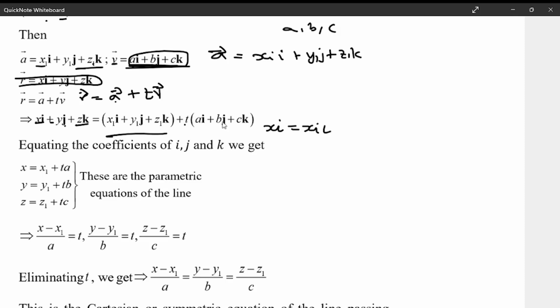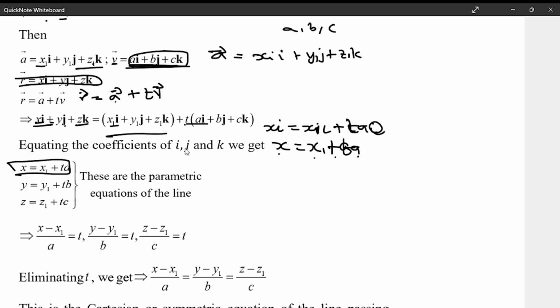We have xi equals x1 i plus, so a corresponding i component, plus t a i. Now let's remove all the i's. Then it means we are going to have x is equal to x1 plus ta. We are removing all the i's, so we have x is equal to x1 plus ta, and that is what we have here.